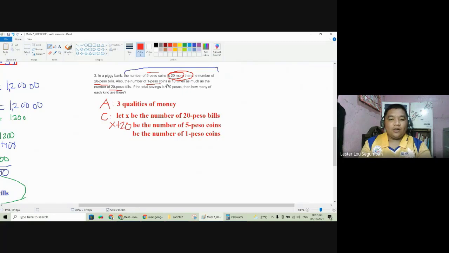Okay? Now going to the next statement, the number of 1 peso coins is 10 times as much as the number of 20 peso bills. So whatever would be the number of 20 peso bills, multiply it by 10 and you will get the number of 1 peso coins. In this case, its representation is 10x, 10 times as much. With these three in mind, let us now have our table.